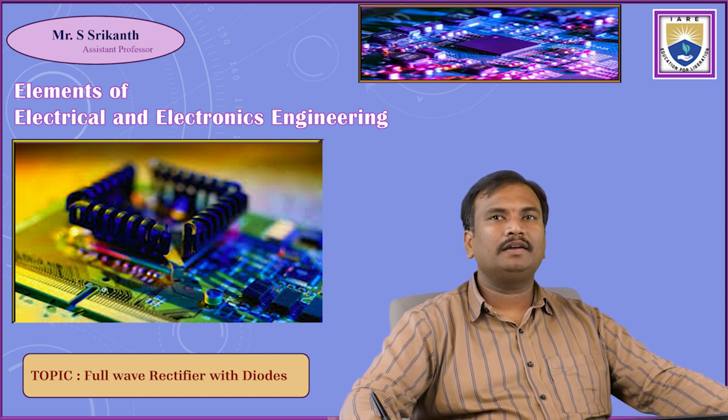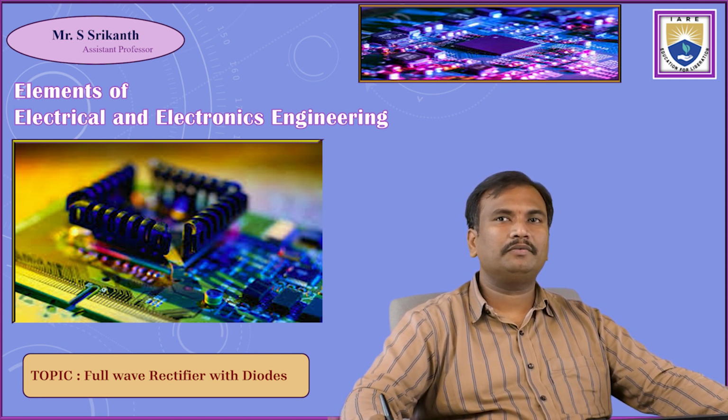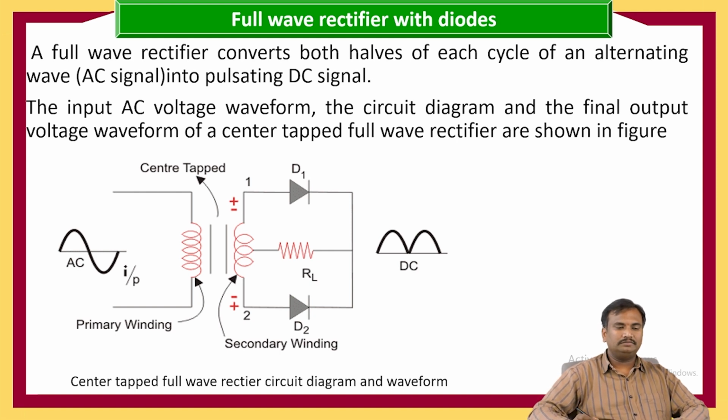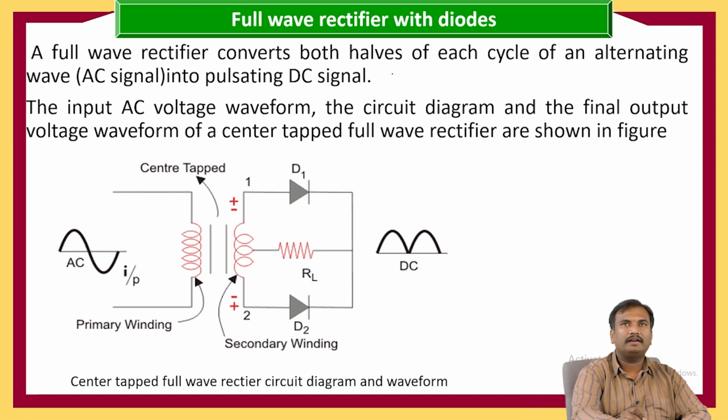In this session, I am going to cover the full wave rectifier with diodes. A full wave rectifier, the name itself says it converts both half cycles into a DC supply, a constant voltage. Either it may be positive voltage or it may be negative voltage. A full wave rectifier converts both halves of each cycle of an alternating wave into a pulsating DC signal.